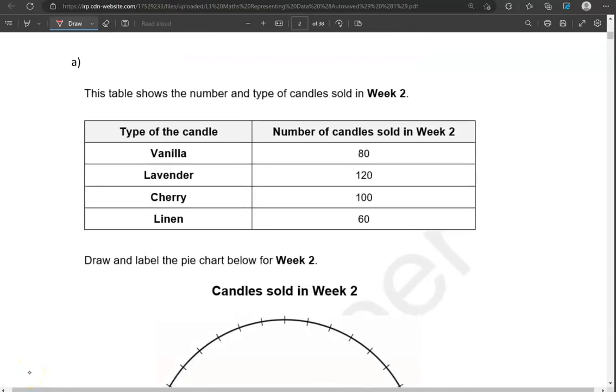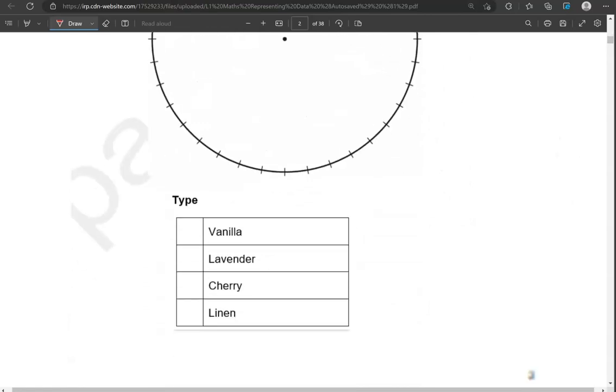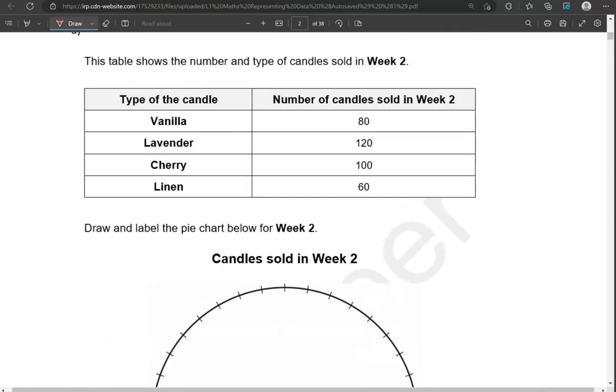This table shows the number and type of candles sold in week 2. We've got vanilla 80, lavender 120, cherry 100, linen 60. Draw and label the pie chart below for week 2. Let's see how many candles were sold in total in week 2. So 80 and 120, that makes 200. And another 100, that makes 300. And 60, that makes 360.